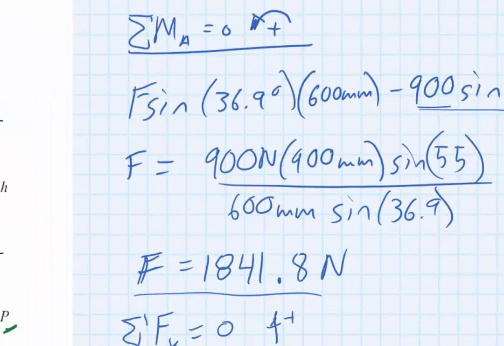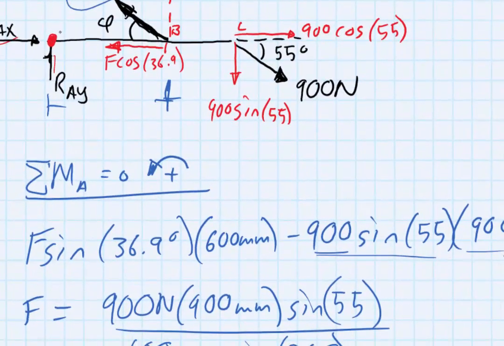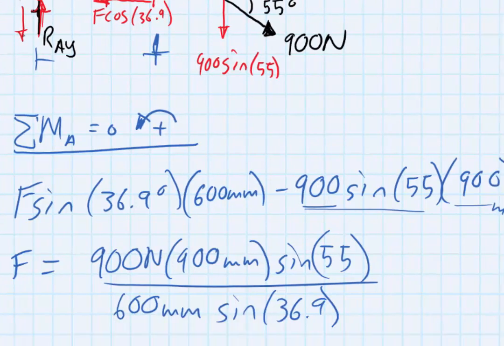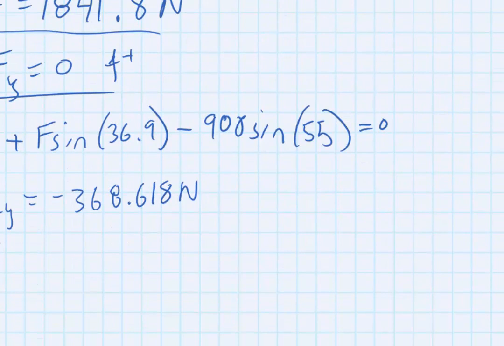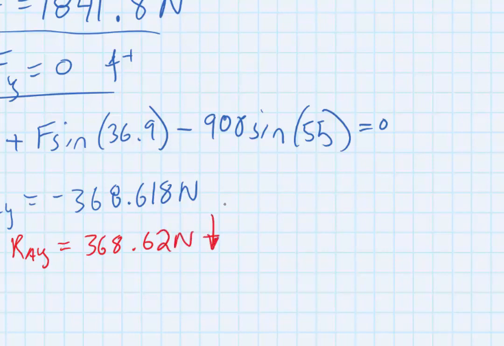So when I drew my free body diagram here, I assumed RAY to be going in this direction, right? That was a wrong assumption. So what RAY is really doing is going down, okay? So what I'll do is just write this as RAY equals 368.62 newtons going down. Okay.